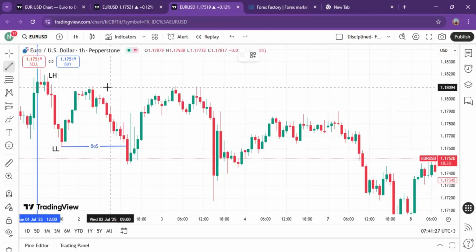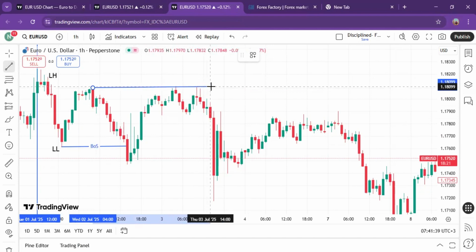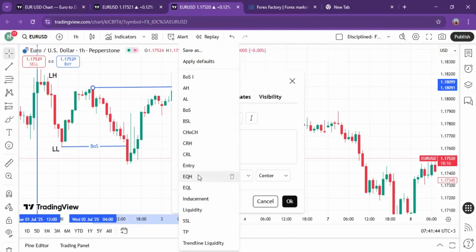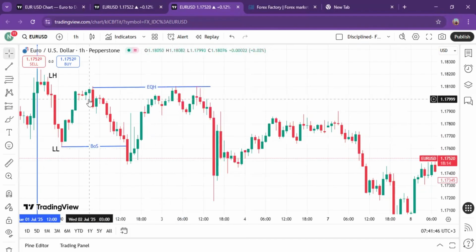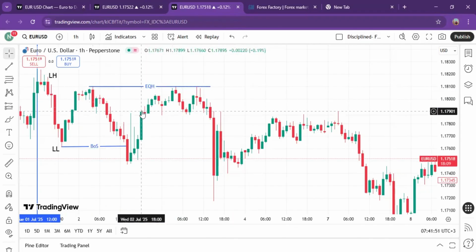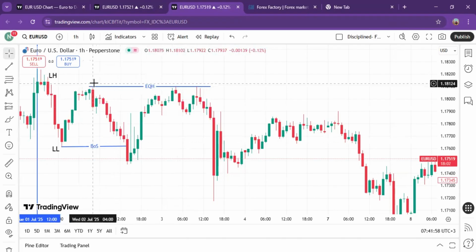Then at this point here, have a look at this. These wicks here did not break this high here. So we have equal highs in the market. This is still a valid break of structure because we have these as equal highs, so that does not invalidate it. It never broke above this high here.